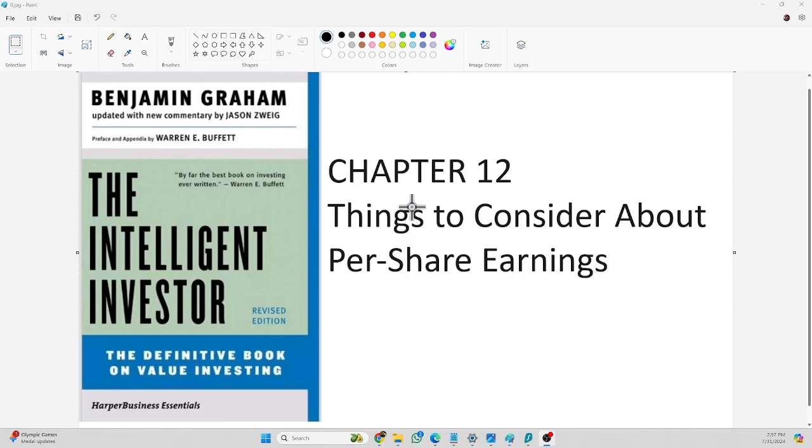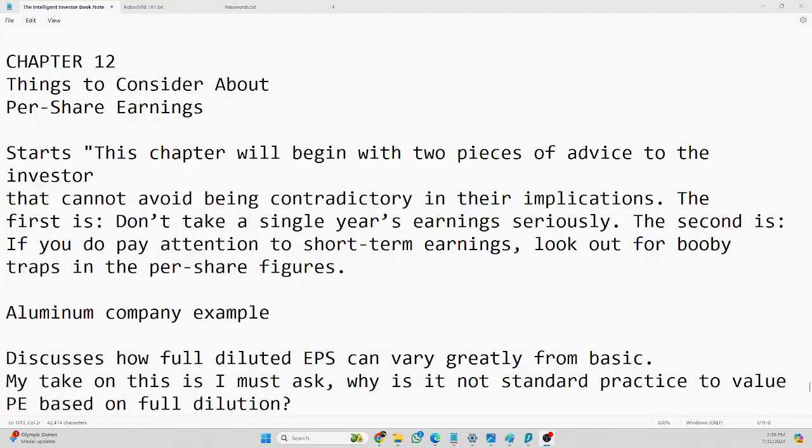Today's chapter is chapter 12, Things to Consider About Per Share Earnings, also known as EPS, the short term for earnings per share. This is how much money the company is making after it's able to pay its interest on its borrowed money from bonds and its expenses.